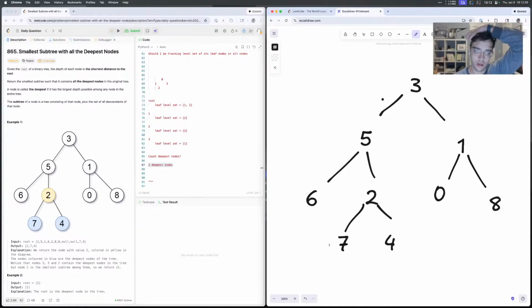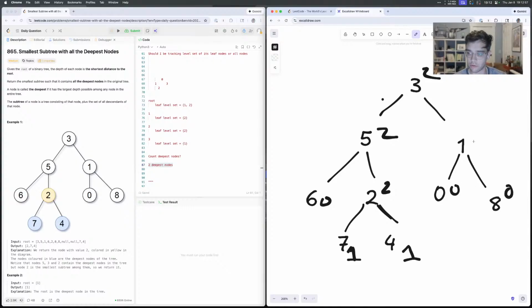Okay, so let's say we're defining a new value for each subtree: how many of the deepest nodes does it have? So for 7, its subtree, which is just itself, has one of the deepest nodes. Same with this 4. This 2 has 2 of the deepest nodes. For this 6, it has 0. For this 5, it has 2. For this 3, it has 2. For this 0, it has 0. 8, 0, 1, 0. So you then find the deepest node with this value.